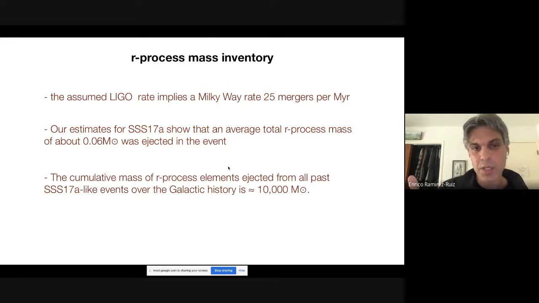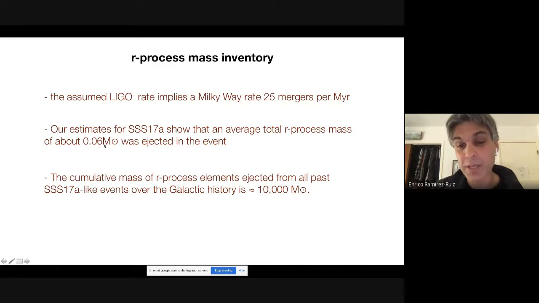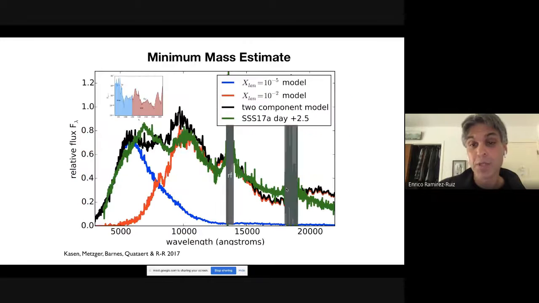So the LIGO rate from one event is about 25 mergers per mega year. Remember, we talked about this 10 to the minus 5. That's more or less what LIGO sees. The estimates that we made with thermalization included give you a mass of about 0.06. And if you multiply those two rates, you get, again, the magical number of about 10,000 solar masses per year. So 10 to the minus 7 solar mass per year multiplied by the age of the universe, 10 to the 10, we get about 10,000 solar masses of our process. So in principle, neutron star mergers can produce the total r-process content.